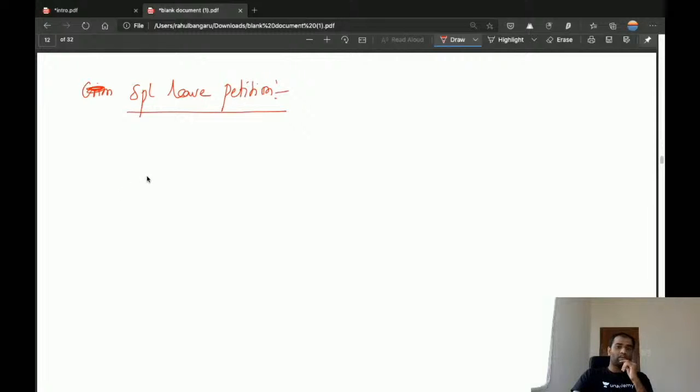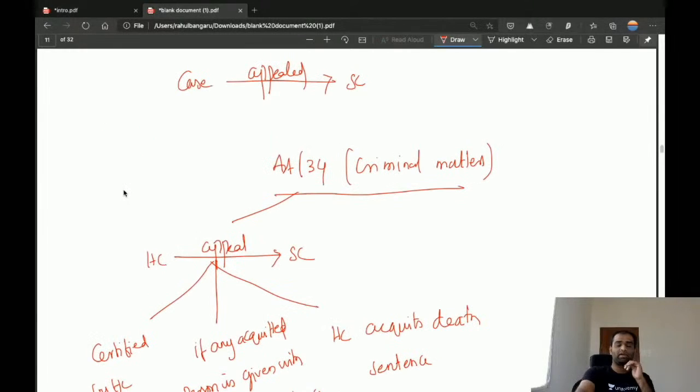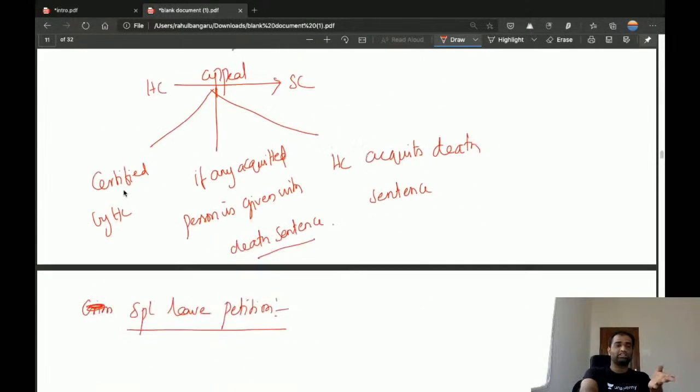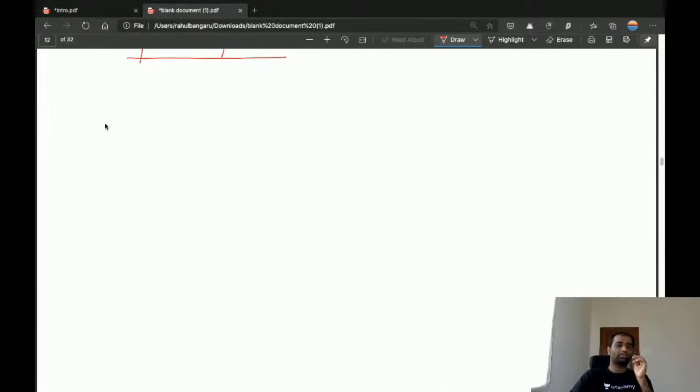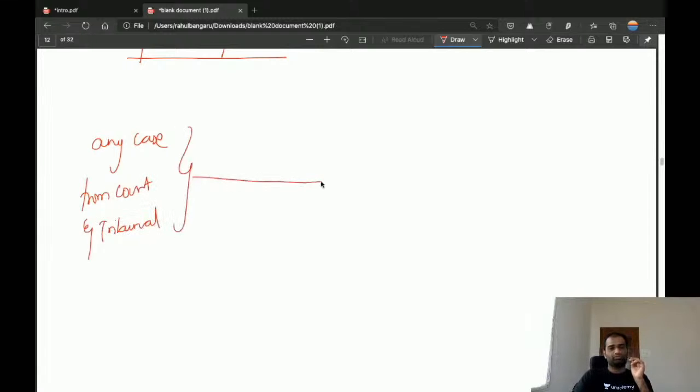See here, apart from other appellate jurisdiction like criminal matters, civil cases, as well as constitutional cases, any case from any court and tribunal can be appealed before the Supreme Court by means of special leave petition.